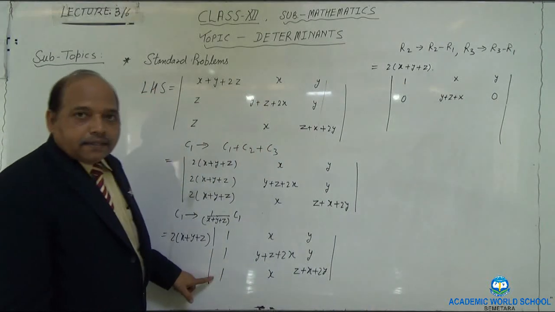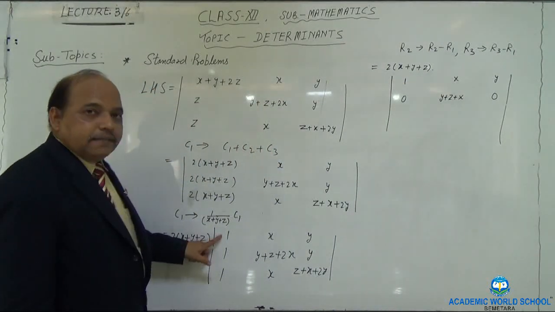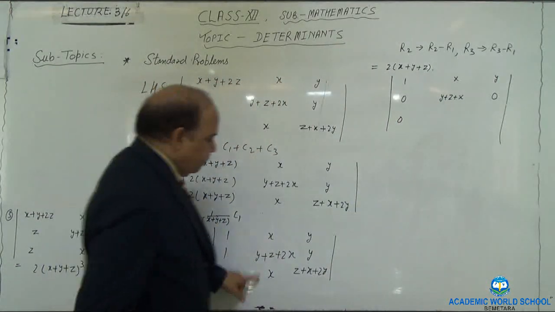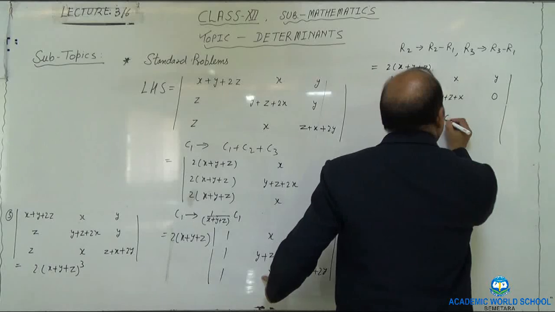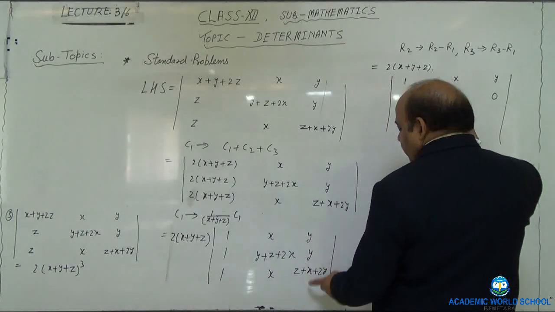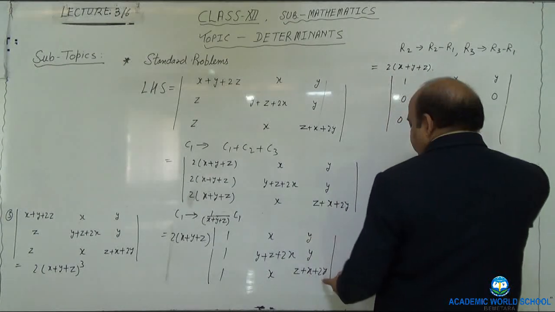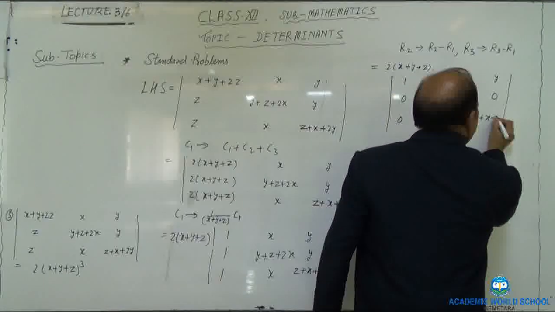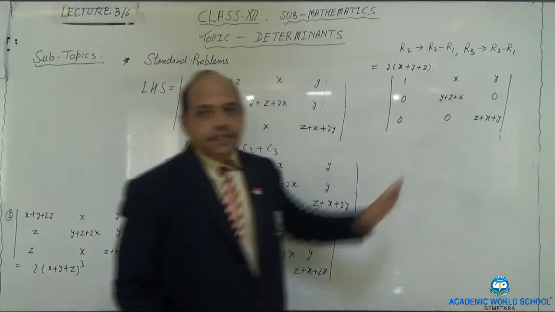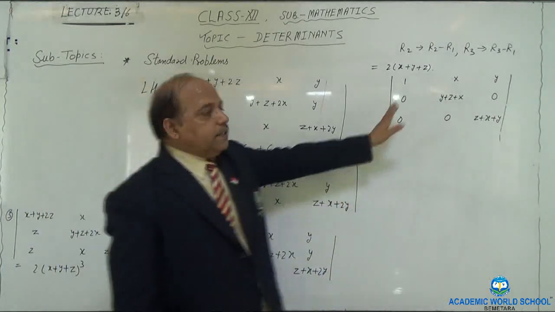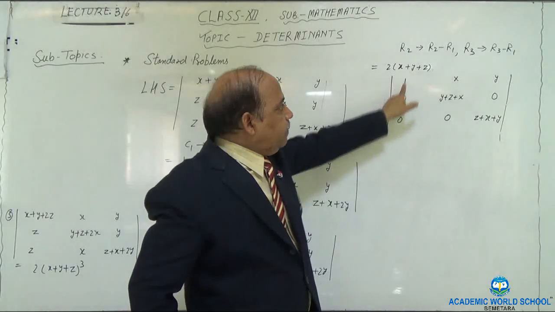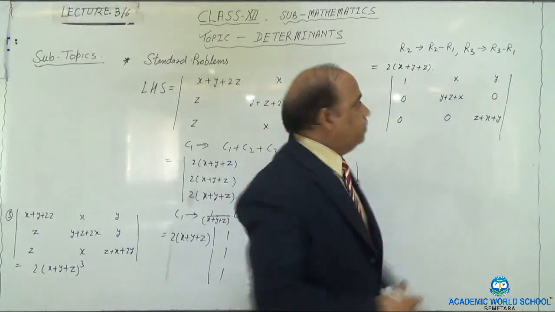Similarly, in R3 you are making a change. This minus this will become 0. And then x minus x will also become 0. This is also becoming 0. And from here if you subtract, y will get cancelled. So you are left with z plus x plus y. Now you can see that it is very easy to expand about column C1. If I expand about this, what will happen?